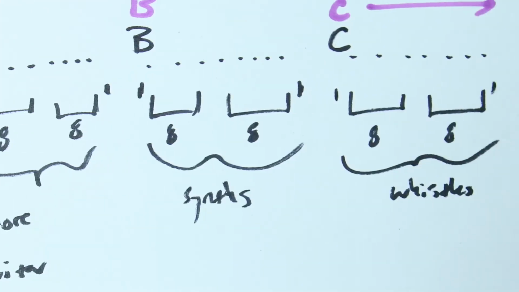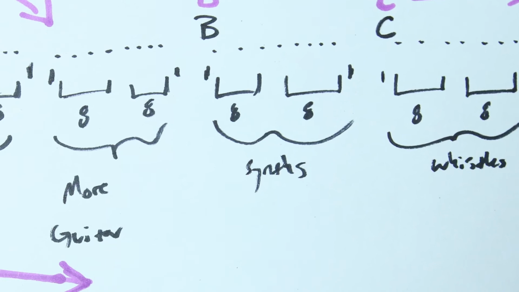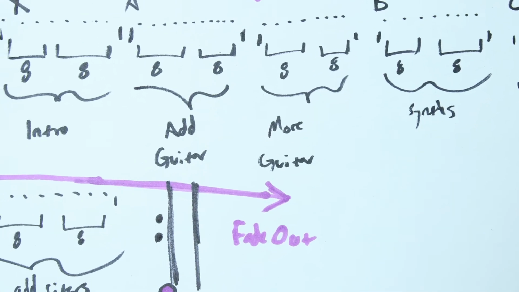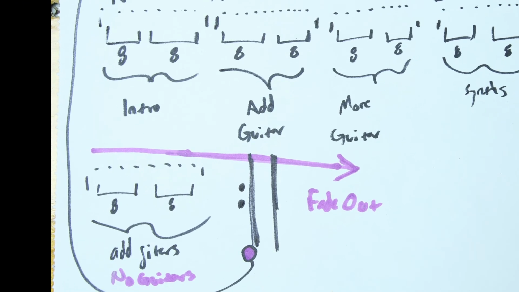So we've got an introductory section, and we add guitar, then more guitar in the next 16 bars, and then it goes into the B section, which is where we have synthesizers. That carries on for a while, and then we go into a C section, which is where the whistling comes in. The whistling happens twice, and the second time through it adds guitars. Then the whole song repeats. That's what this figure is right here.